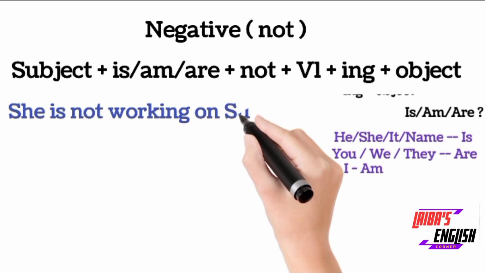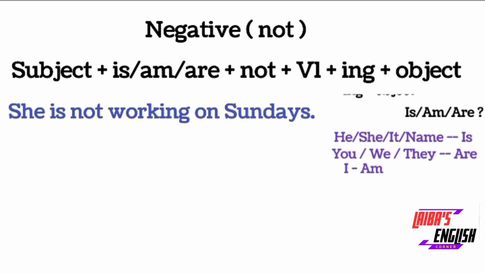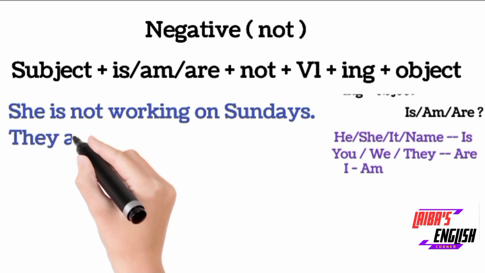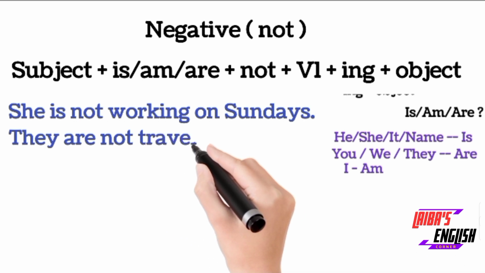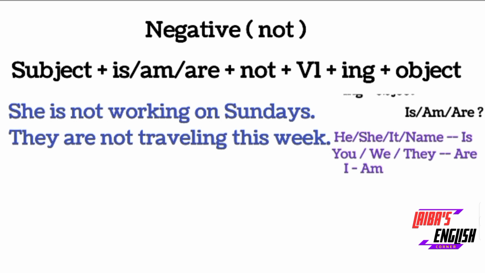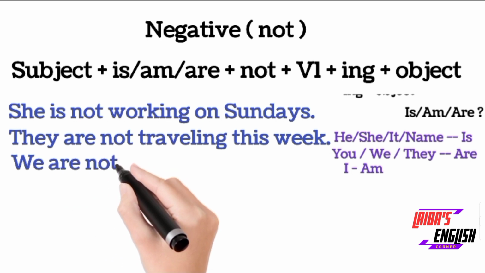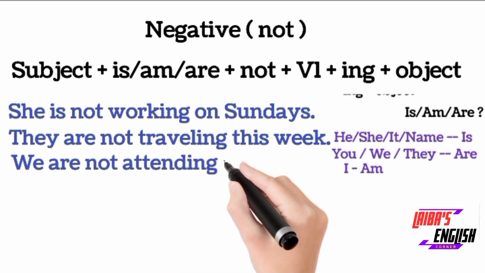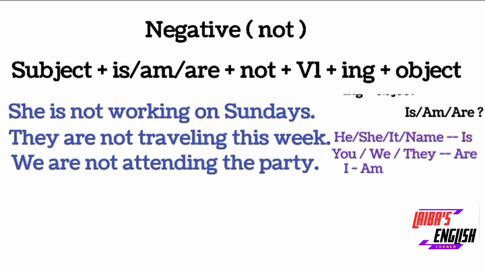She is not working on Sundays. So in this example, not is used after the helping verb, which is is. Why do we use is? As I already told you, we will use is with he, she, it or name. Second example is, they are not traveling this week. With they we are using are and after the helping verb we will use not. We will have first form of word travel, with it we will use ing, so this is the proper sentence.